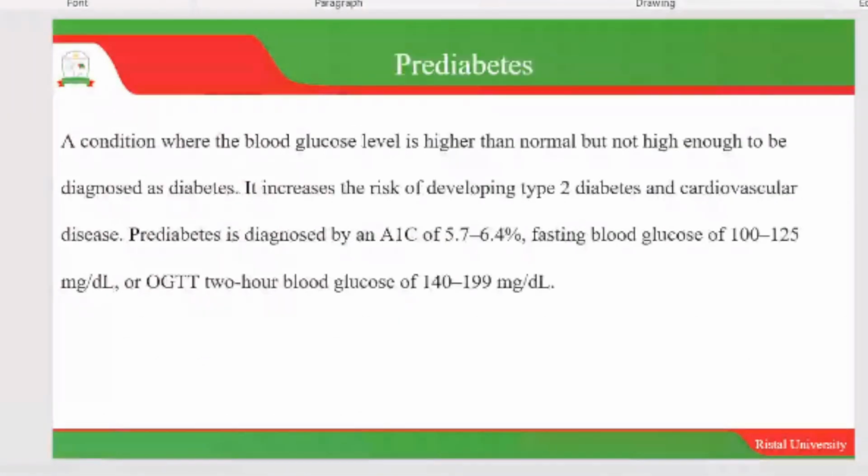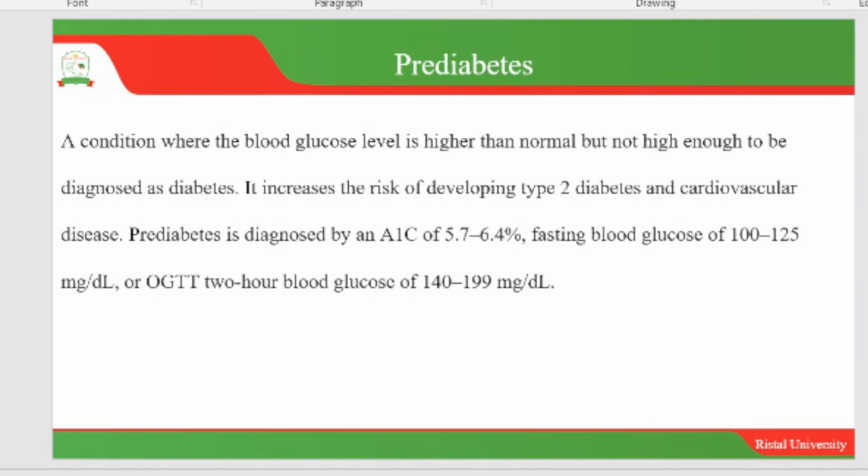Prediabetes. Prediabetes refers to a condition where the blood glucose level is higher than normal. So it is slightly higher than normal, but it is not so high that we can diagnose it as diabetes. So this is what is called pre-diabetes. It increases the risk of developing type 2 diabetes and cardiovascular disease.